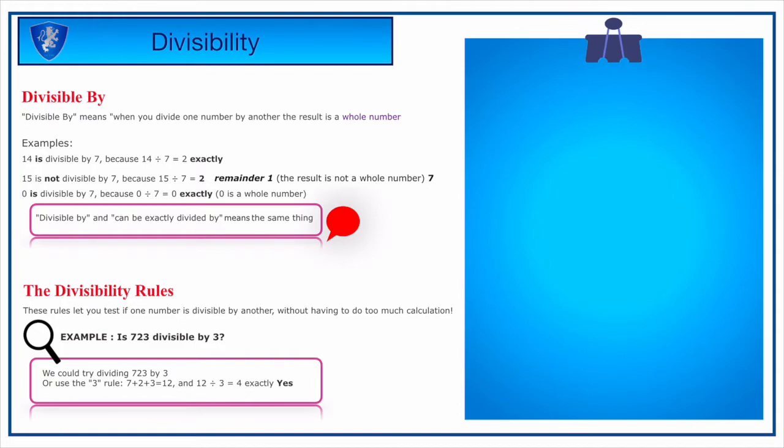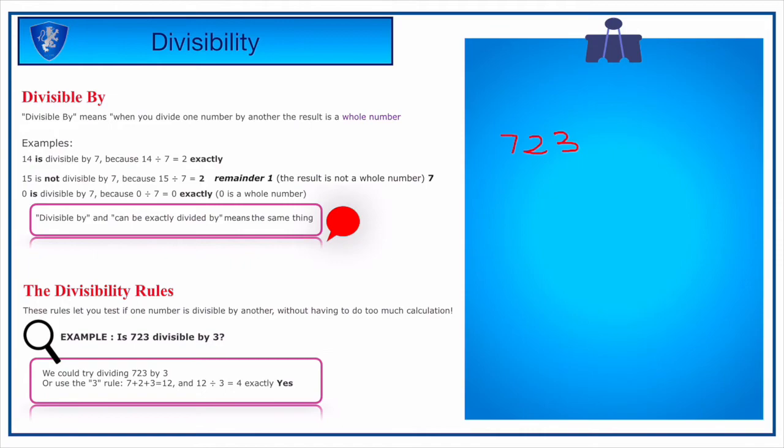Now, before we look at all the rules for the divisibility tests, let's look at a simple example. These rules let you test if one number is divisible by another without having to do too much calculation. An example which you have taken is 723. Now, let me see if I can write this down. So your example here is 723. Now this 723, we are trying to divide by 3.